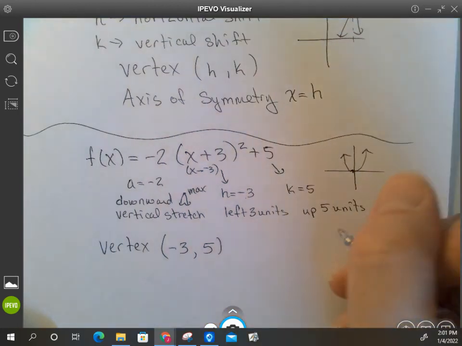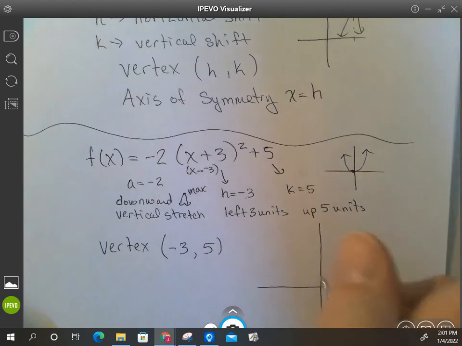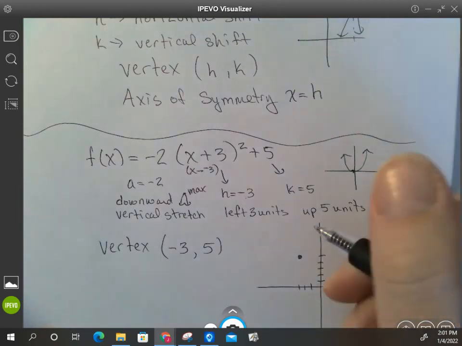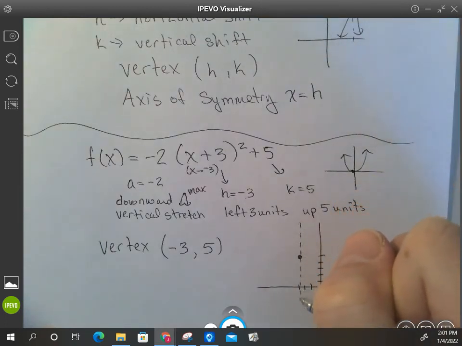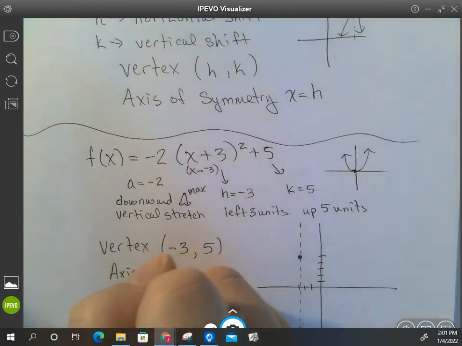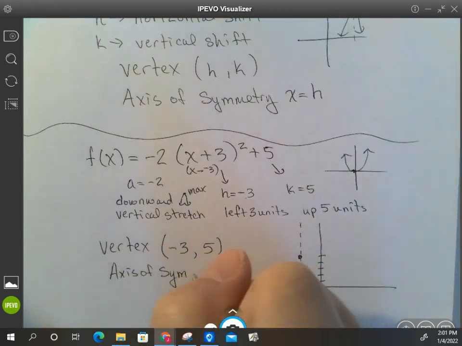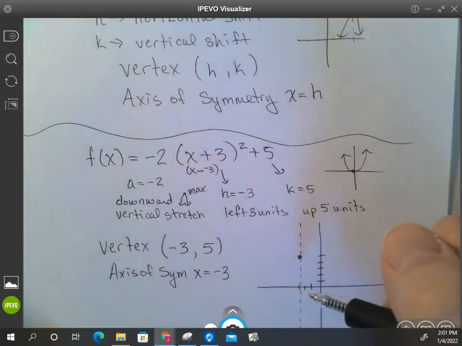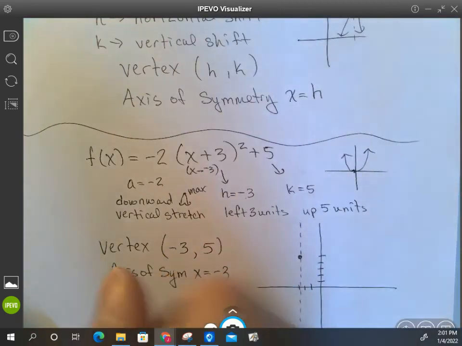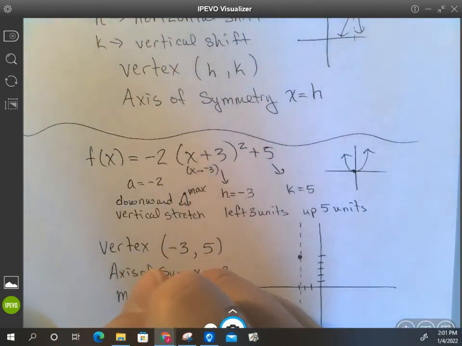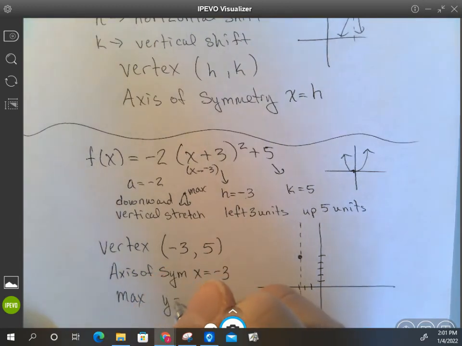So with that, I am going to create my graph. And I have a vertex here. If my vertex is there, that also means I would have an axis of symmetry dropping through there. So without doing any formulas or math, I can find my axis of symmetry is x equals -3. So here we go. And without doing anything else, I can actually tell you, because I can visualize my graph opening downward, that we have a maximum value, and that max y value is at 5.